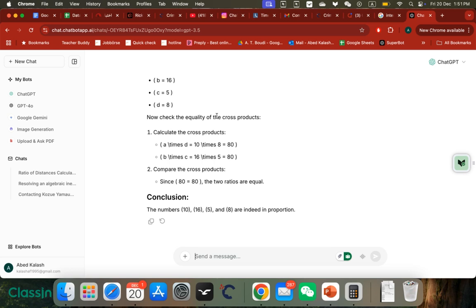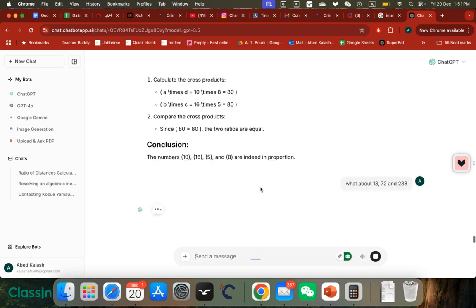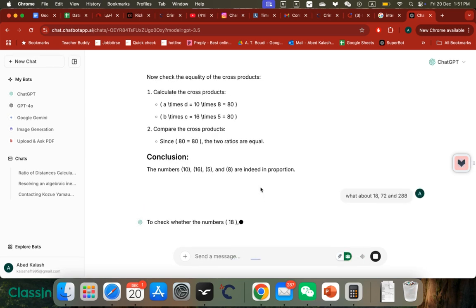But how about number 3? They are only 3 numbers. How do you deal with 3 numbers when it comes to proportions? Is it like the fourth one is a repeat? 18, 72, and 288.